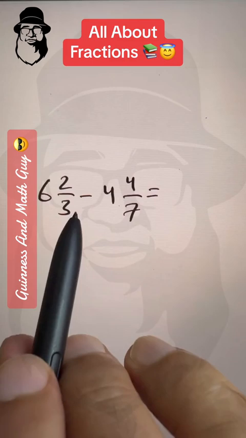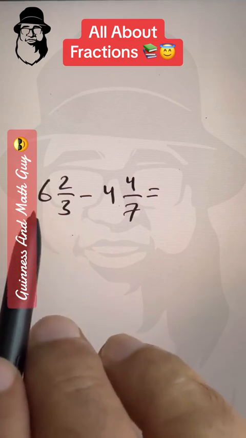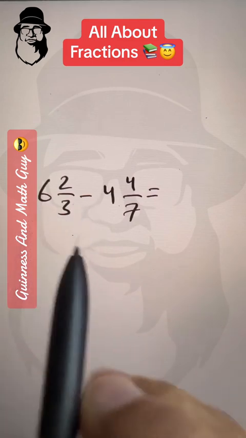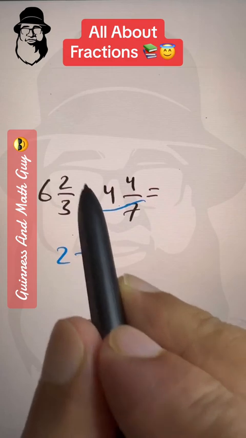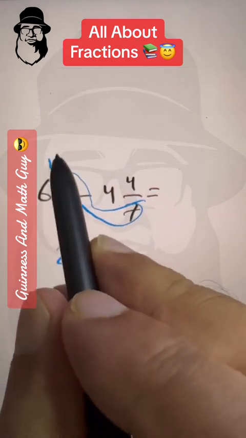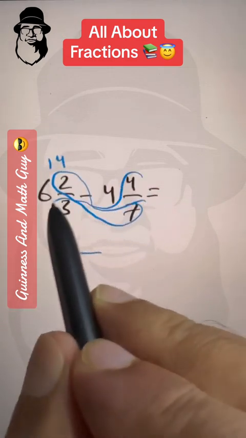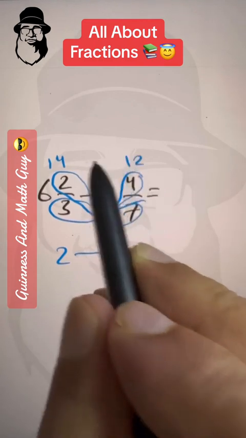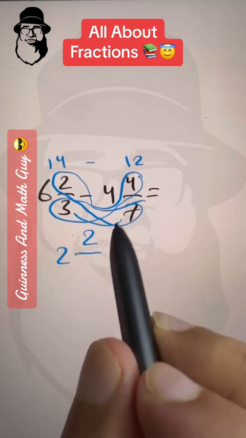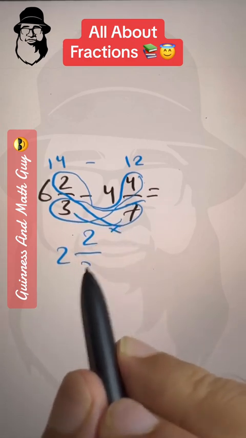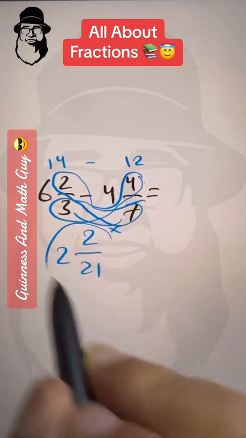Same with the subtraction. We deal with the whole number separately. 6 minus 4 is 2. That's the whole number. Then 7 times 2 is 14, and 4 times 3 is 12. 14 minus 12 is 2. That's the numerator. And 3 times 7 is 21. That's the denominator. That's our answer.